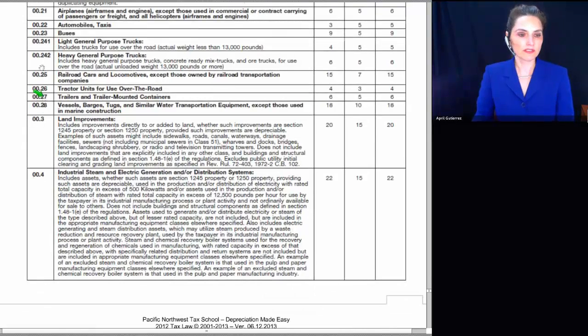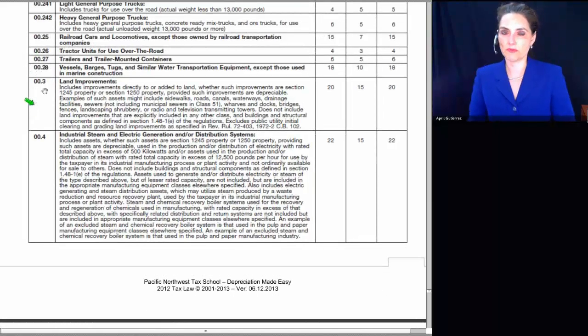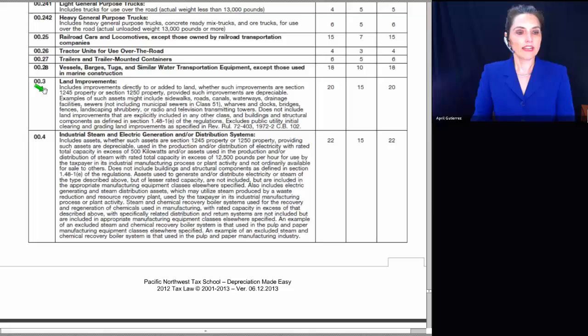And then we have trucks and locomotives and trailers and land improvements. Land improvements is an important one. Let's look at it. Land improvements include improvements directly to or added to land, whether such improvements are Section 1245 property or Section 1250 property, provided such improvements are depreciable.